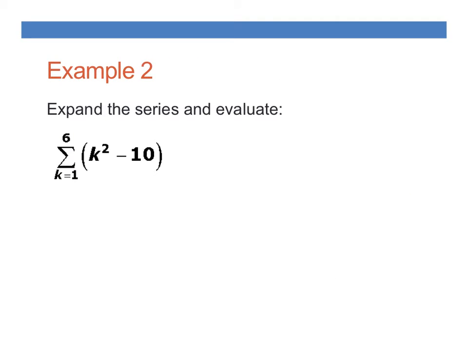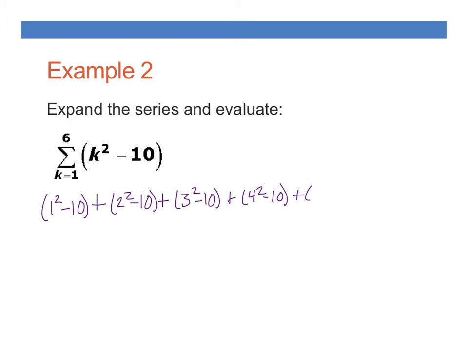Example 2. Expand the series and evaluate. We want to know the sum from 1 to 6. So we are basically going to go 1 squared minus 10, because that's the first term, plus 2 squared minus 10, that's the second term, plus 3 squared minus 10 for the third term, plus 4 squared minus 10, that's the fourth term, plus 5 squared minus 10, that's the fifth term, plus 6 squared minus 10 to represent the 6th term.